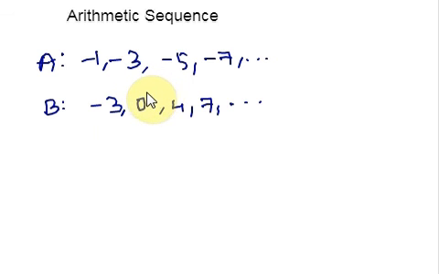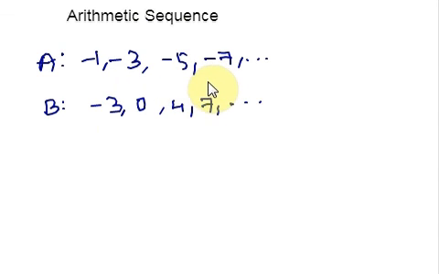Just subtract the numbers and check. -3 minus 1 would be -2. If you subtract these two numbers, you will get -2. If you subtract these two numbers, you will get -2. So the common difference is -2 for every pair of consecutive terms.